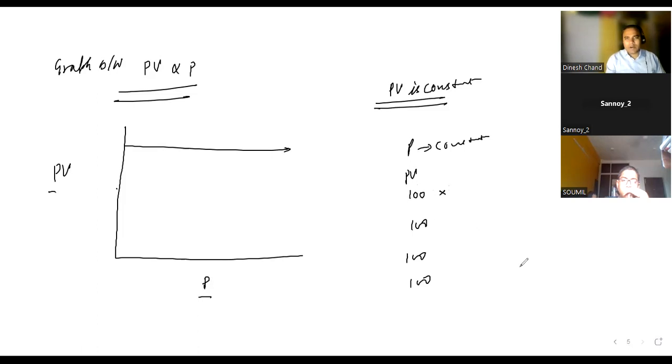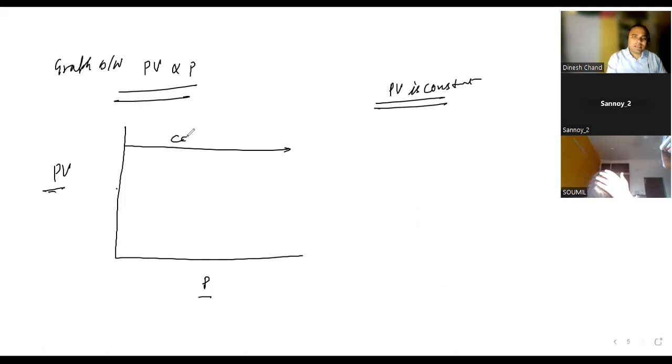Pressure will be constant means you always have to take the same pressure. In all the cases, the pressure will be 100. So the graph will come, a straight line graph. That is, PV is constant. Maybe little difficult to explain. So this is the straight line graph you will get. This is the constant PV graph. Can you understand this one?